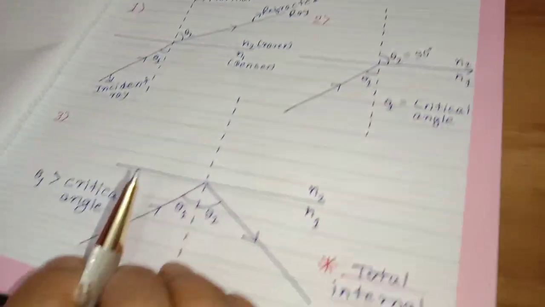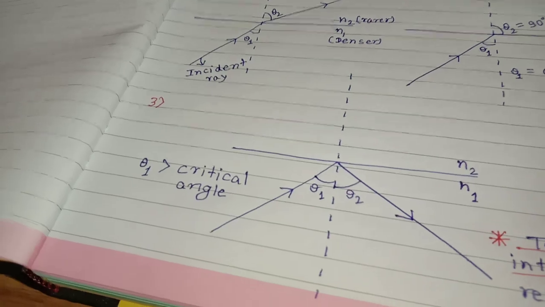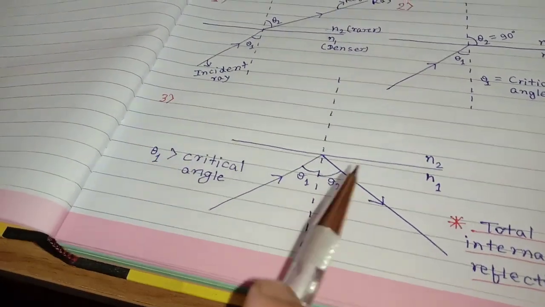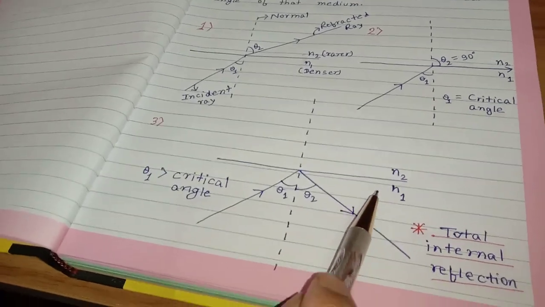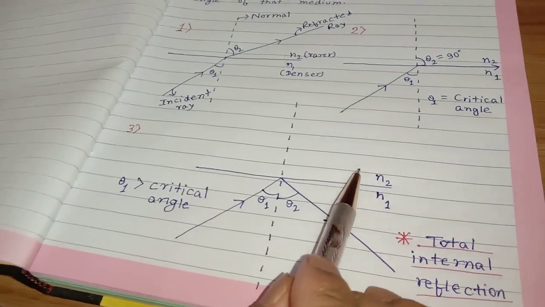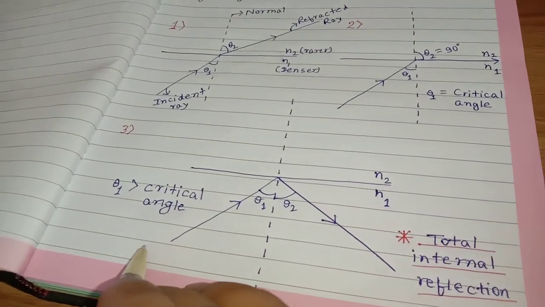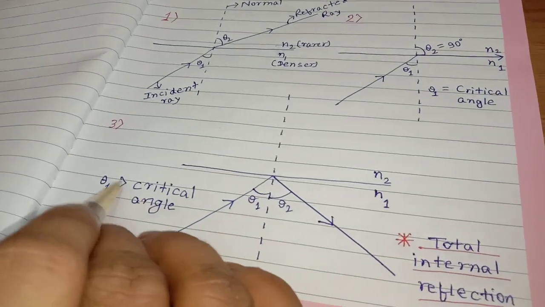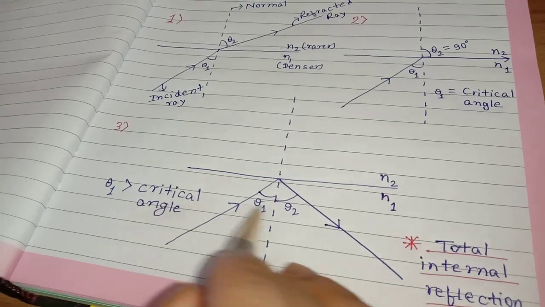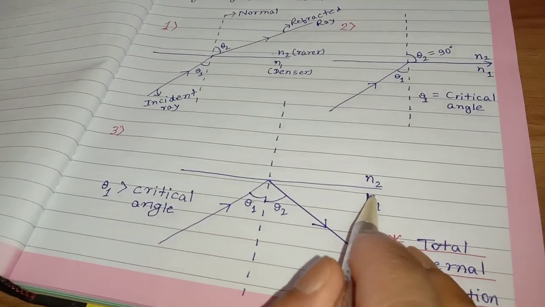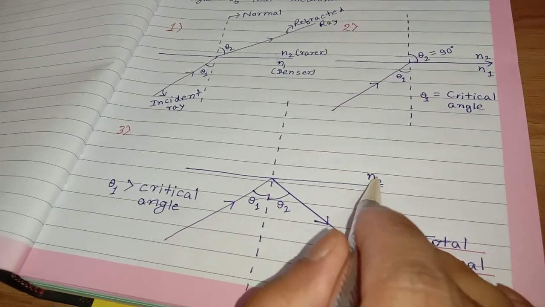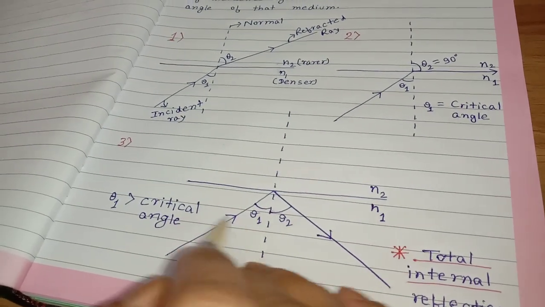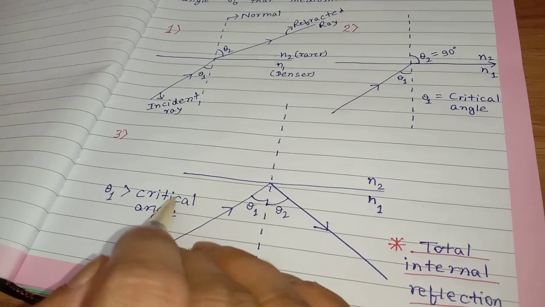Now we'll go to the third diagram. Now it will be easy for you to understand. The same thing is happening: a ray of light is trying to pass from a denser medium to a rarer medium. You see that the angle of incidence is theta 1. Now this theta 1 is greater than the critical angle of that medium. N1 is obviously the denser medium, N2 is the rarer medium. So the angle of incidence theta 1 is greater than the critical angle of that medium.